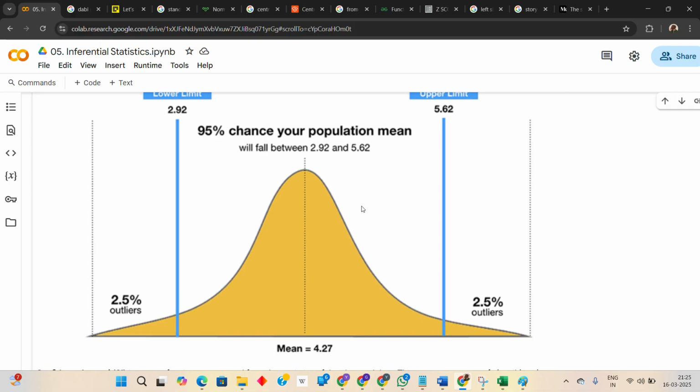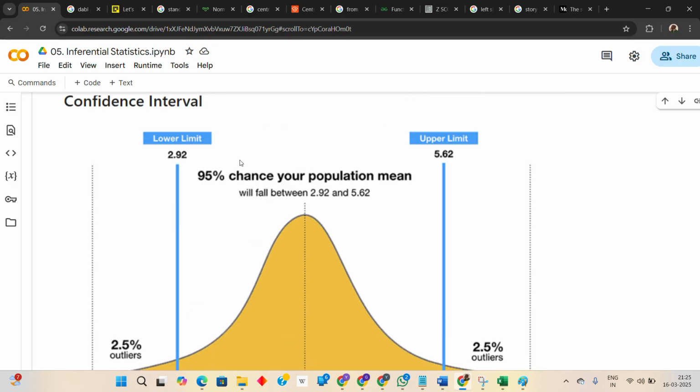Confidence interval is very, very important to understand. Confidence interval is, they will say the chance, right? Here you can see 95% chance. They will say confidence interval. Some interval has to be defined based on the percentage.